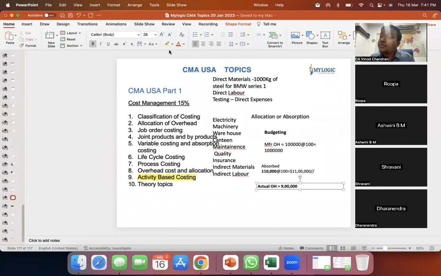Now I look back and see, at the end of the period, what is my actual? Actual is probably 9 lakhs. So absorbed is over, actual is less. So it is over absorbed. I need to see the difference. Sometimes absorbed may be less and actual is more. So actual is, let's say, 12 lakhs, absorbed is 11. So it is under absorbed. I need to match, so we will pass a corresponding entry to match in line with actuals. Everyone clear on this?